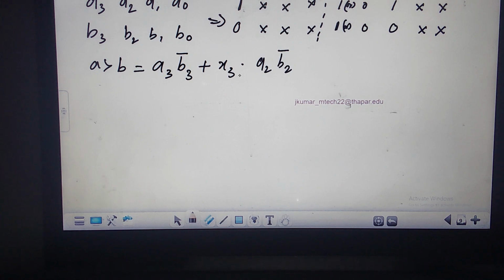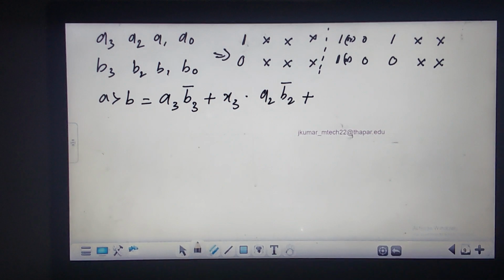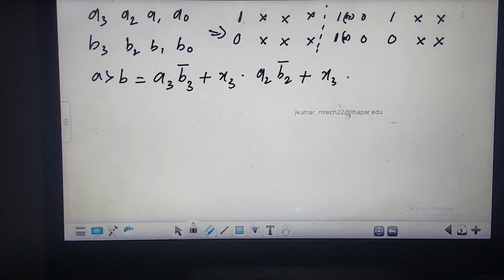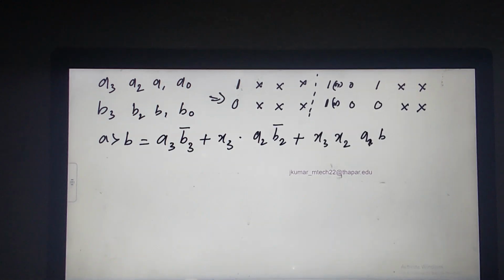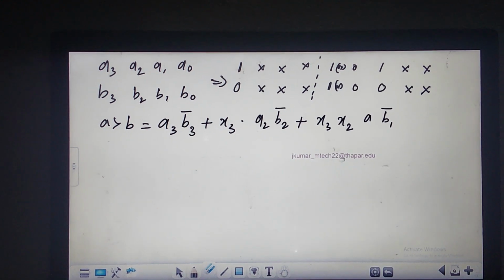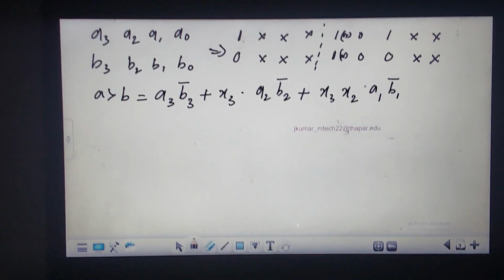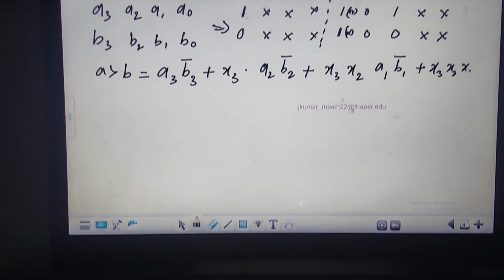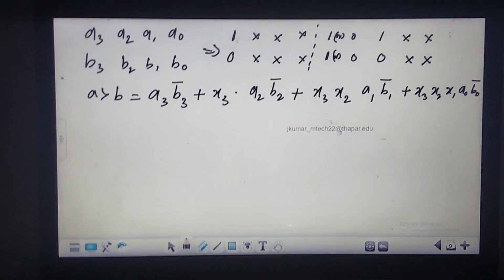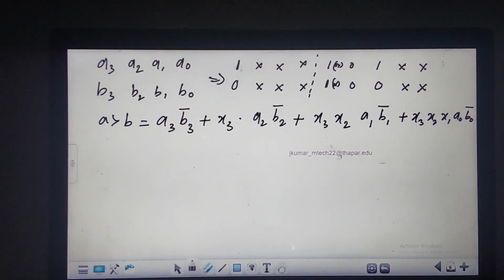Okay, this is the second one. Again, how to check A greater than B? If A3 is equal to B3 and A2 is equal to B2, then I need to check A1. So I can write X3, X2, A1 into B1 bar. Next is X3, X2, X1 into A0 into B0 bar. This is the logical expression for A is greater than B.